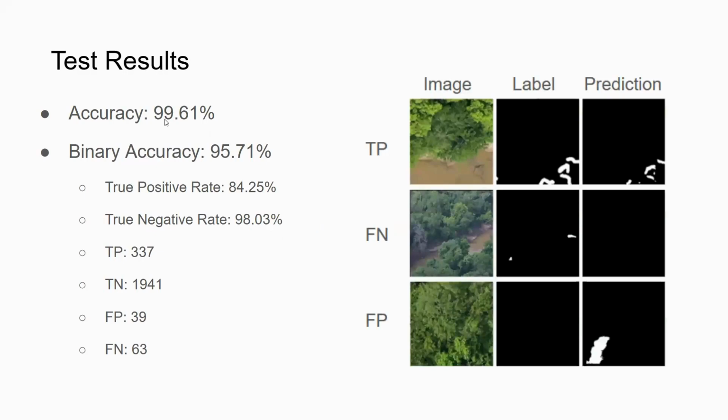Looking at it, the accuracy rate is quite high, 99.6%, but we thought that was a little too high because the supermajority of pixels, as you can probably imagine, were black. So then we also looked at the binary accuracy score, which still holds pretty high, 95%. And the true positive rate and the true negative rate are both rather high, so we're quite happy with it. We've discarded the dice score because we realized that the false predictions were skewing those results way too much.